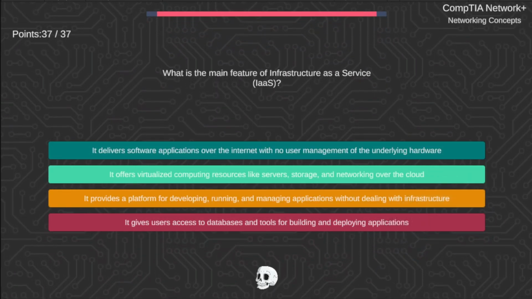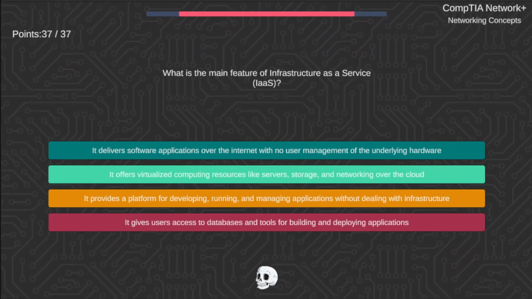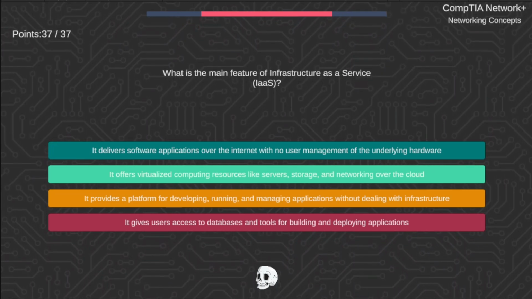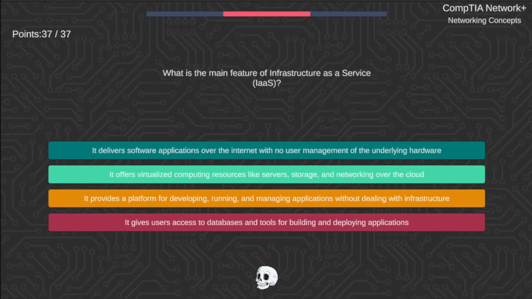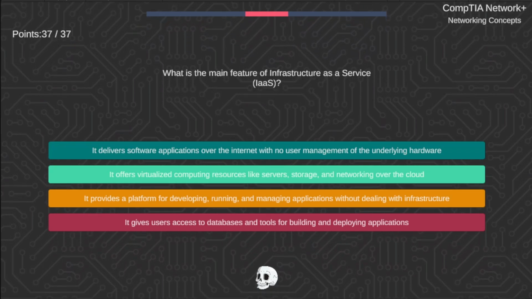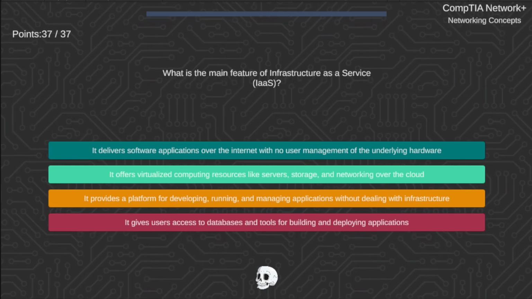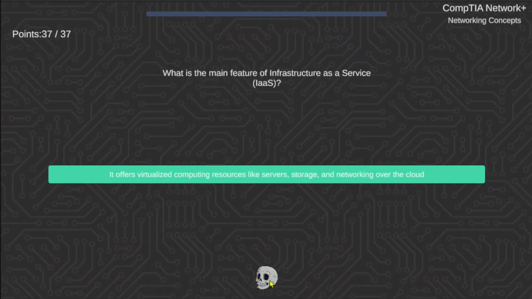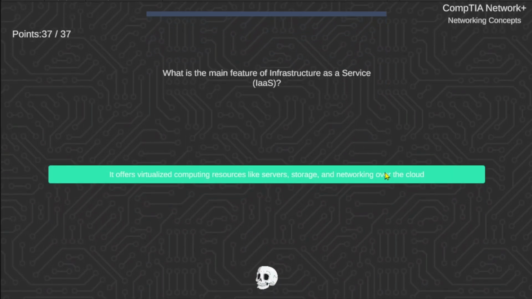What is the main feature of infrastructure as a service, IaaS? It delivers software applications over the internet with no user management of the underlying hardware. It offers virtualized computing resources like servers, storage, and networking over the cloud. It provides a platform for developing, running, and managing applications without dealing with infrastructure, or it gives users access to databases and tools for building and deploying applications. Infrastructure as a service. Correct answer. It offers virtualized computing resources like servers, storage, and networking over the cloud.